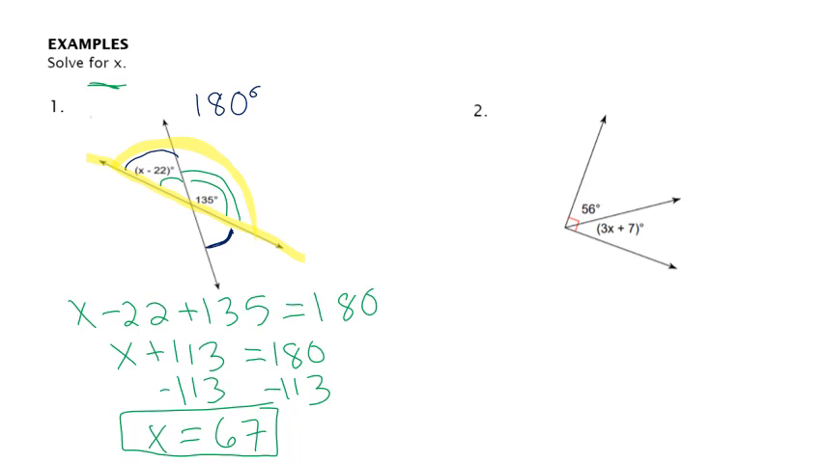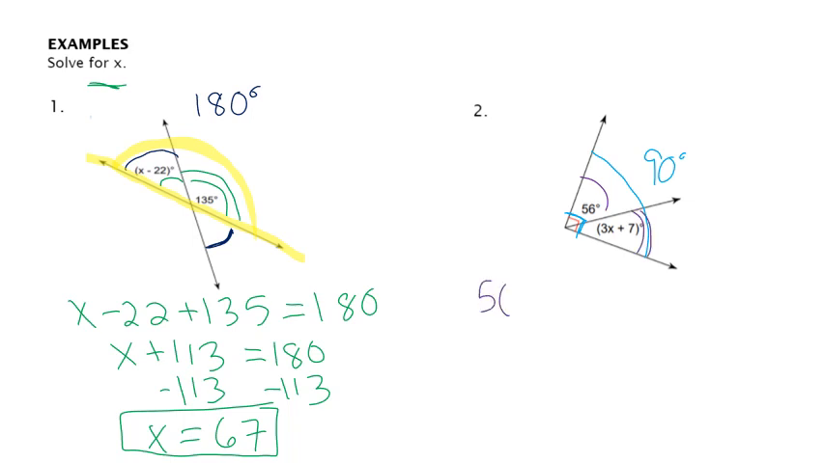Same idea for example 2. So first we have to identify the relationship here. I see that these two angles are forming a right angle. So when I put them together, I get 90 degrees. Even though they're not equal, I can't assume they're both 45 or set them equal. I know when I put them together, they're going to add up to 90.